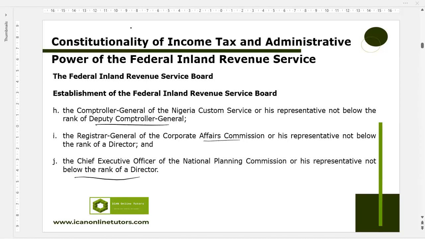Not counted, but they seem to be about 12 to 14 persons. We have named them. We have the chairman of the FIRS, one. We have the Comptroller General, we have the Registrar General of the Corporate Affairs Commission, we have the Chief Executive Officer of the National Planning Commission. That's four.